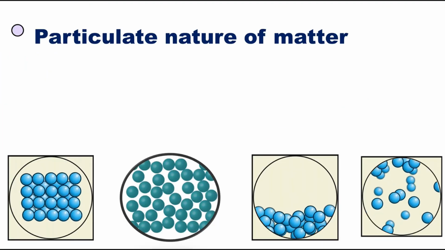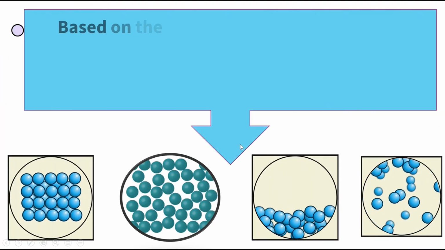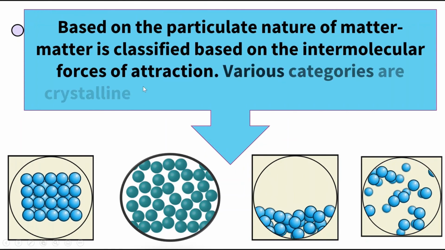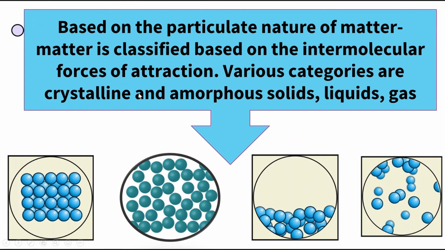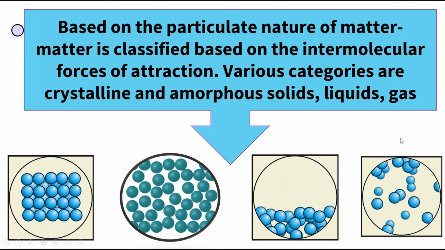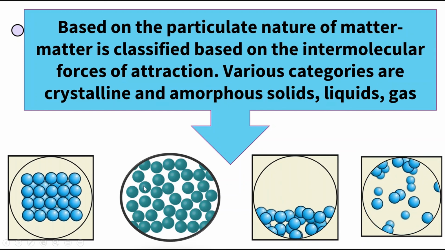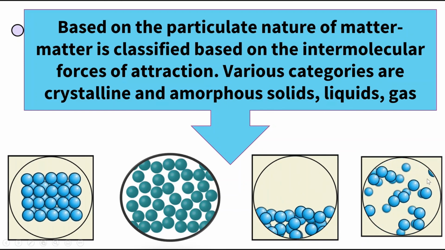So to conclude, we have seen the particulate states of matter, right? Based on the particulate state of matter, we can classify the intermolecular forces of attraction, and the various categories are crystalline and amorphous solids. So this is crystalline and amorphous solid, this is liquids, and this is gas.